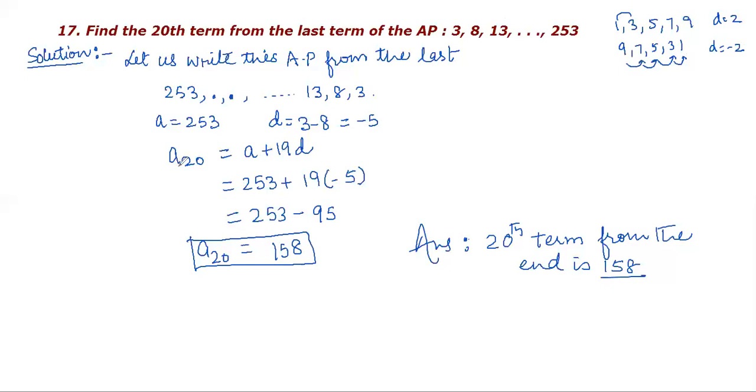Now you want to find out the 20th term from the end. So for the 20th, starting from here, a20 will be a plus 19d. In place of a you have to write 253. In place of d, you will write down the value of d that we have calculated. And now subtract it, you will get that a20 is equal to 158. So the 20th term from the end is 158.